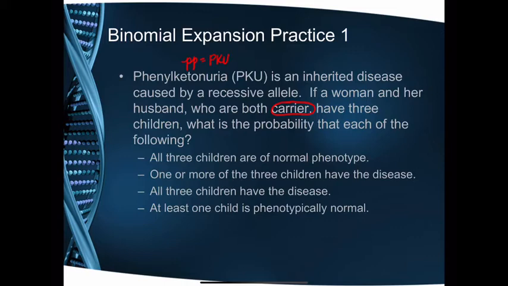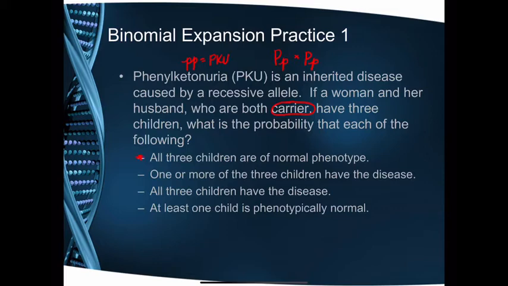So it means they carry that allele for PKU, but they don't express it because they also have the dominant allele. And so a carrier is like this, right? So both the woman and her husband are carriers. So if they have 3 children, what is the probability of each of the following?